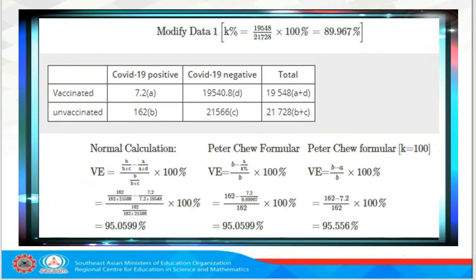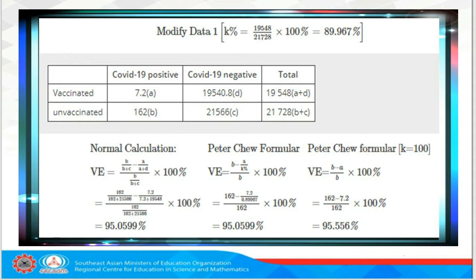Table data as shown where total vaccinated is 19,548 and total placebo is 21,728. As shown, for normal calculation, we get VE equals 95.0599%. For the Peter-Chu formula, the VE value is the same, 95.0599%. By using the Peter-Chu formula when K equals 100, we get VE equals 95.556%. Note, if the total vaccinated is 90% of the total placebo, the result of K% equals 100%, 95.556%, is not much different from the original answer of 95.06%.